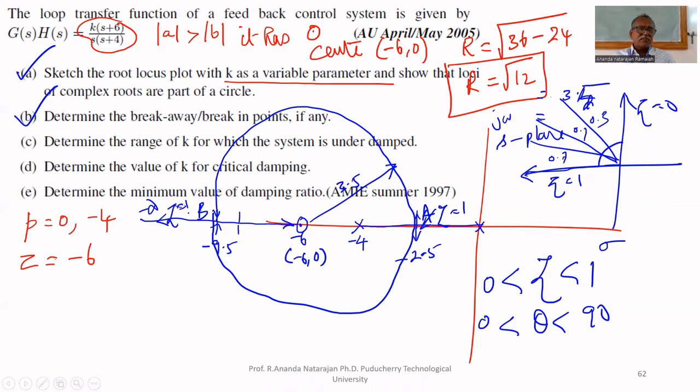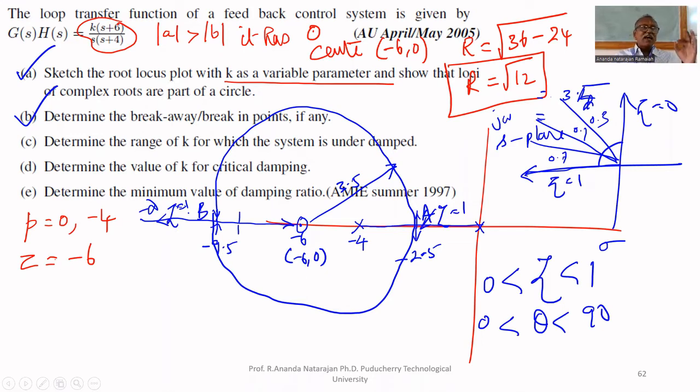Find the range of K. So find K value at A. Find K value at B. If it is less than that value of K, that is underdamped. At A, critically damped, zeta equal to 1. That is question number D. C and D are the same.